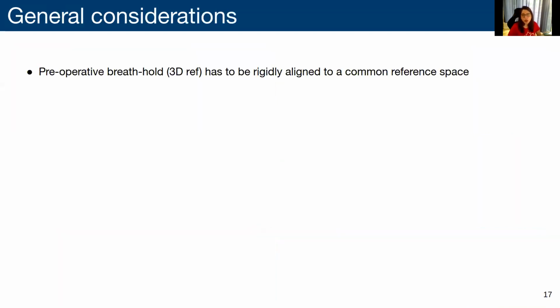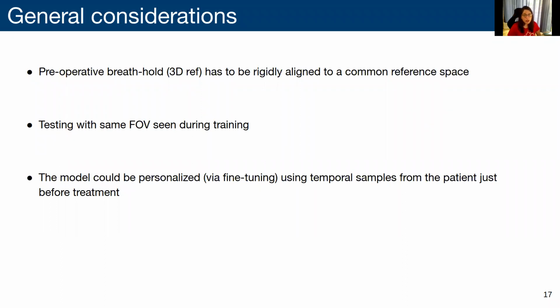Here are some general considerations. First, we assume that the preoperative volumes and the surrogate images are rigidly aligned to a common reference space, meaning that they have the same orientation. Second, the model has to be tested with the same field of view as training. Third, although the model was treated as population-based, it can be easily adapted to work on subject-specific conditions.